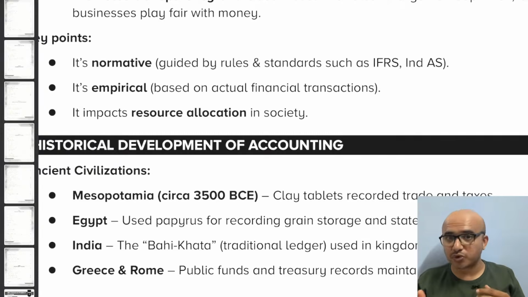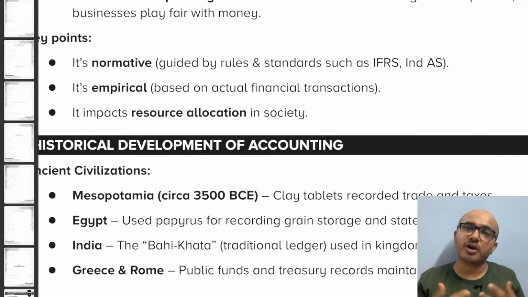So if there is a new issue tomorrow, there will be new Ind AS, there will be new IFRS. For example, no one would have thought of crypto, for instance. Crypto is something which is a recent invention, fairly recent. So then suddenly we'll have to think, how do we account for crypto, how do we account for crypto gain, etc. So then there will be new Ind AS, IFRS, whatever standard.